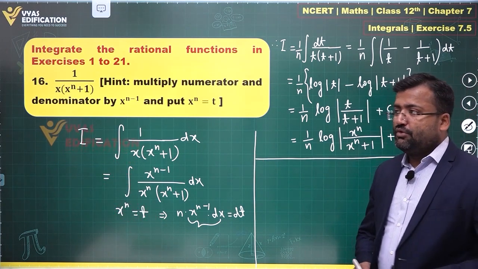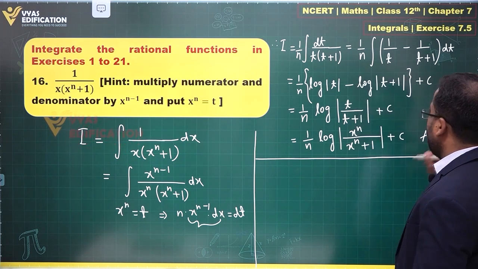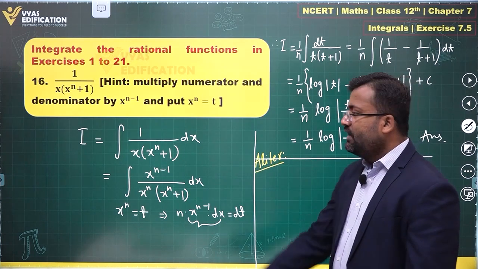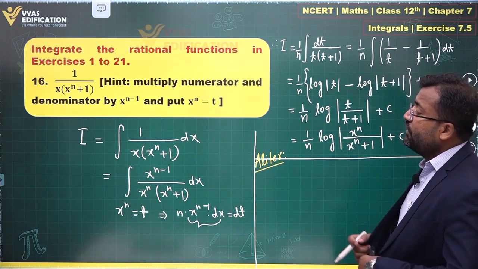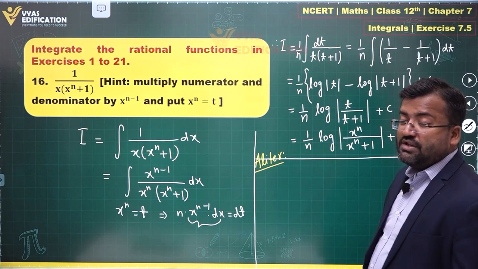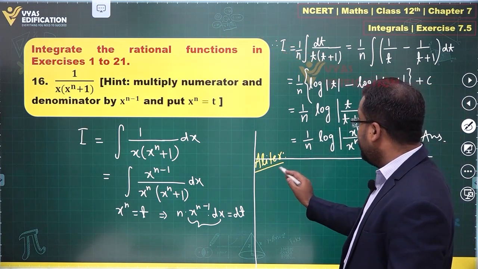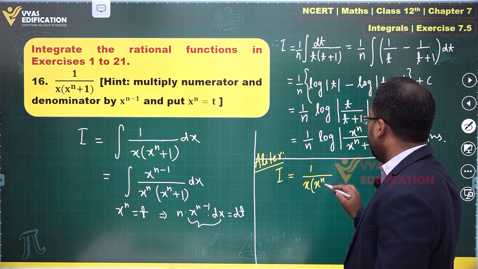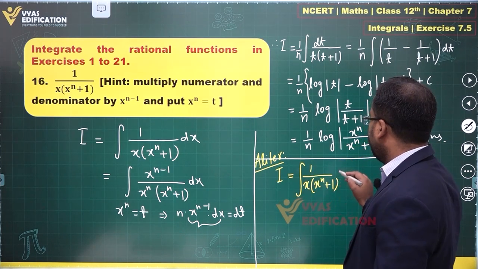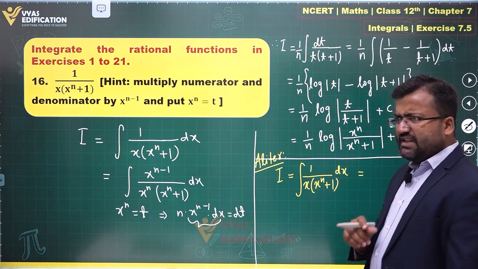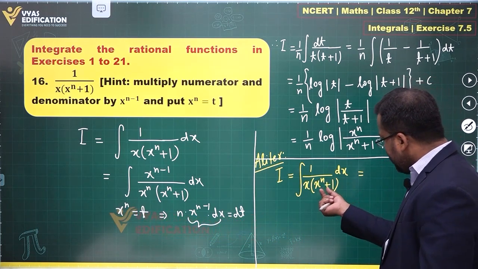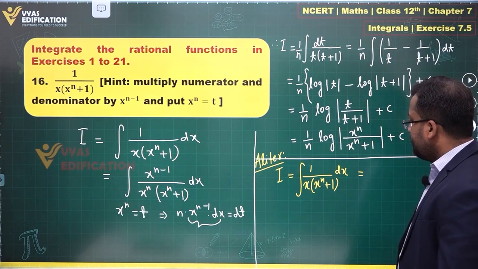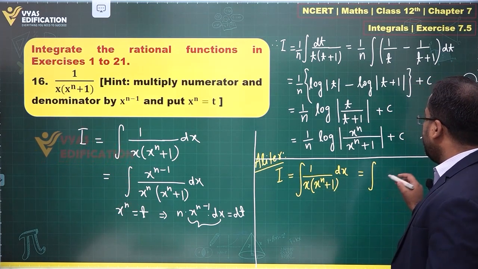But is this the only approach? No, there's one more approach. Let's take a look at an alternative approach over here. And what does that approach tell me? I want to integrate this, 1 upon x times x power n plus 1, with respect to x. One simple approach would be, can you take this x power n common from here? So I want to take this x power n common from here, and what does that give me?